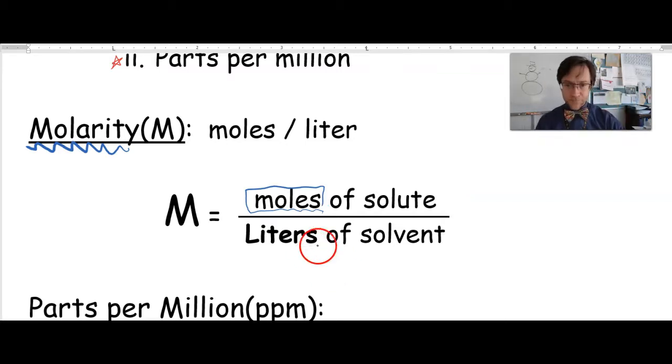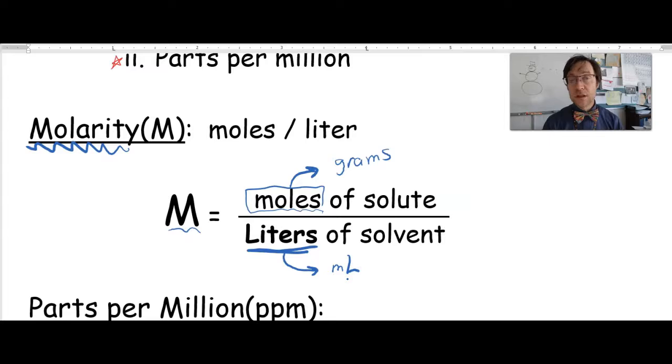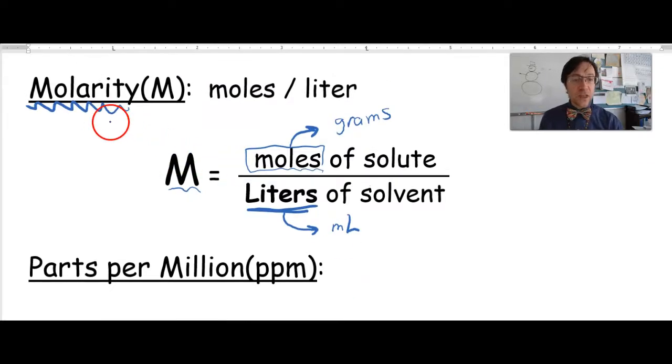Now here's a couple things. Molarity, which is capital M, is equal to moles divided by liters. First, the way this can be made difficult is if it's given in grams. If they give you grams, you've got to convert it to moles. Got it? The second way is if they give you milliliters. If they give you milliliters, you must convert it to liters, because that's the definition of molarity: moles of particles per liter of solution. Got it? Great.